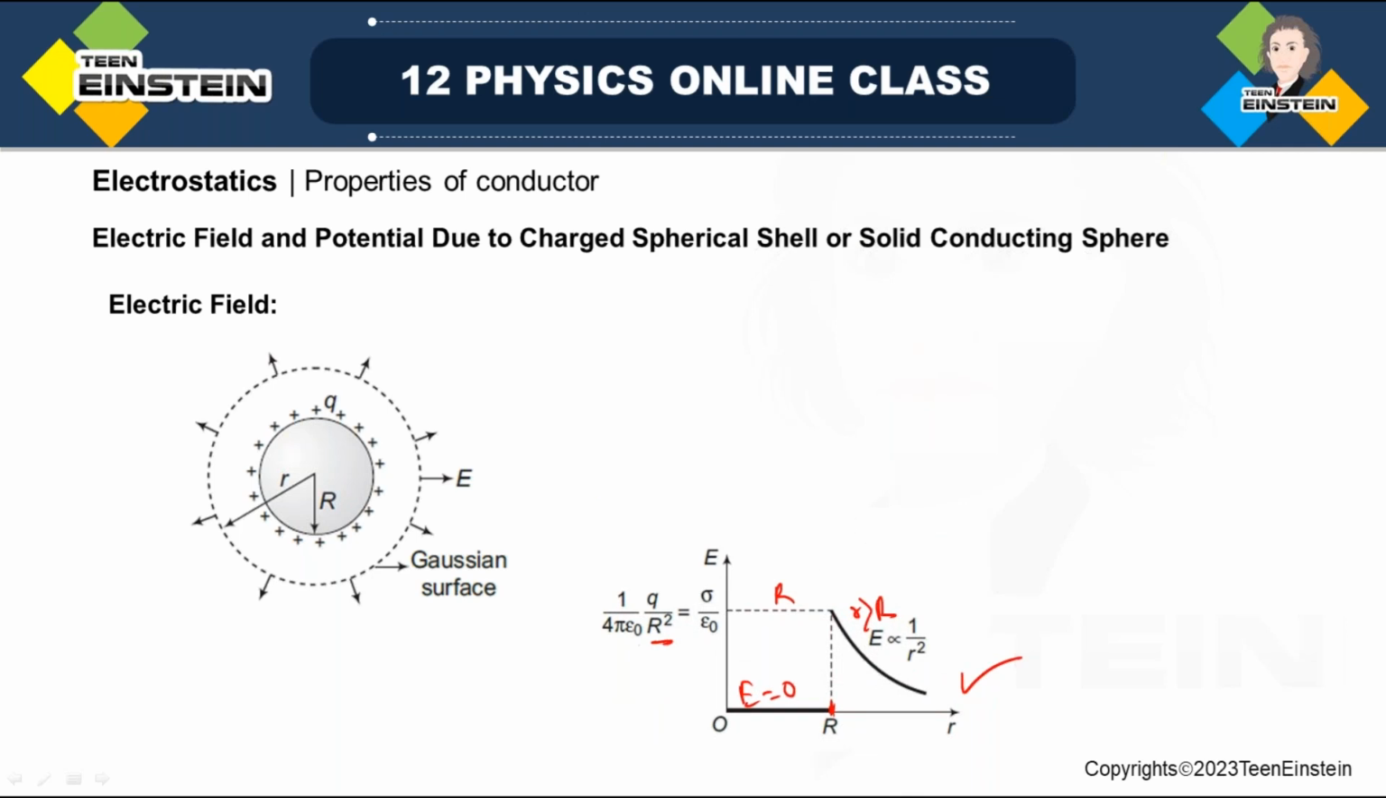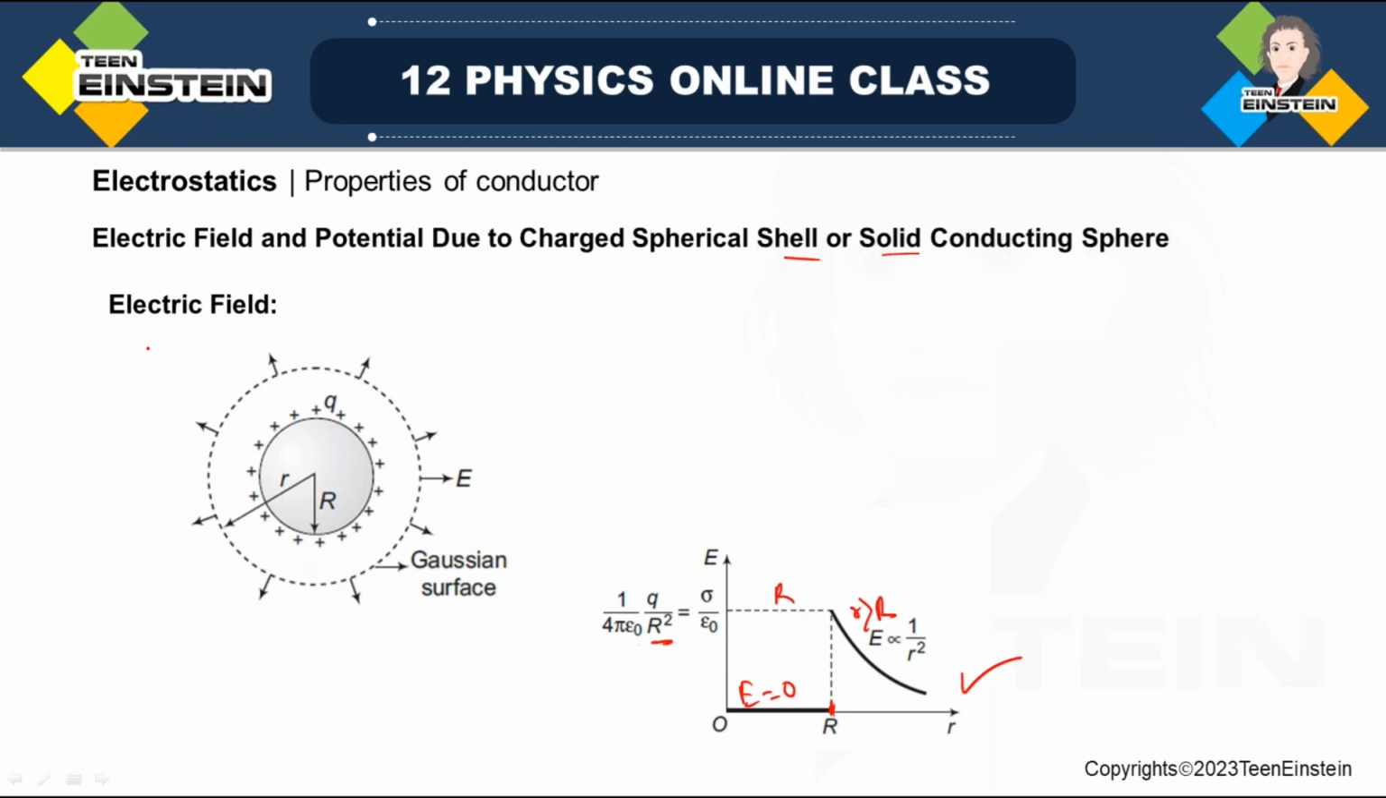So we were discussing electrostatics and properties of conductors. Yesterday we learned various properties of conductors, and we also discussed electric field and potential due to a charged spherical shell. This part we had discussed. So I'll briefly recap, and then I'll go to the remaining topic I could not discuss in yesterday's class, that is the solid conducting sphere.